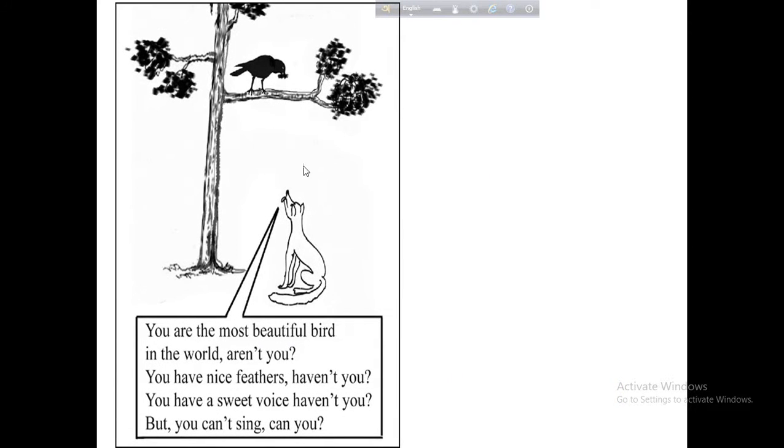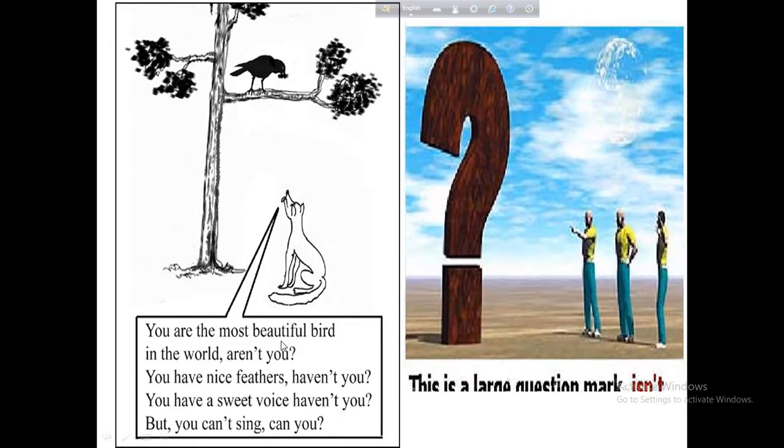My dear students, look at the picture. What do you see in the picture? A crow sitting in the branch of a tree, and here is a fox. It is a story. Can you remember the story? Here you see a piece of meat in the mouth of the crow. In order to get the piece of meat, the fox tried to flatter the crow. So how did he flatter the crow?